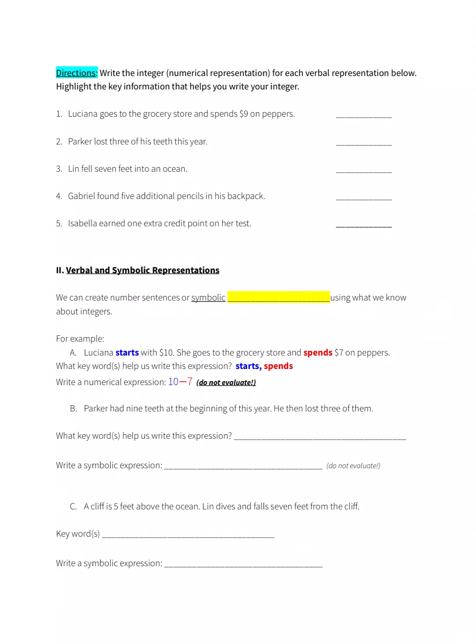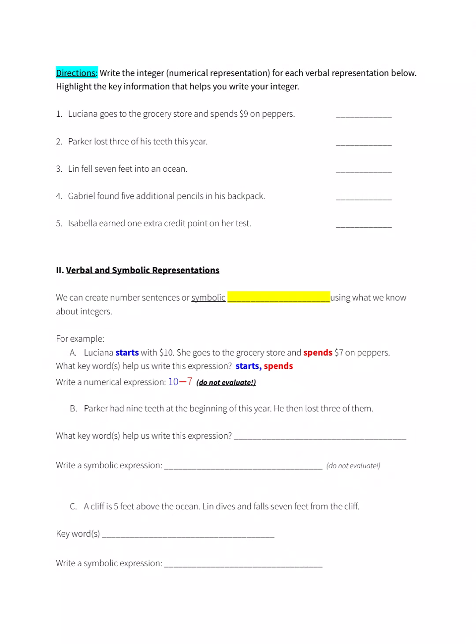All right, here we're going to write the integer, which is our numerical representation, fancy word for number, for each verbal representation below. And you highlight the key information that helps you write your integer. So we're going to write the number and you're going to highlight what helps you know whether it's positive or negative. And you can think about those key words from the page before this.